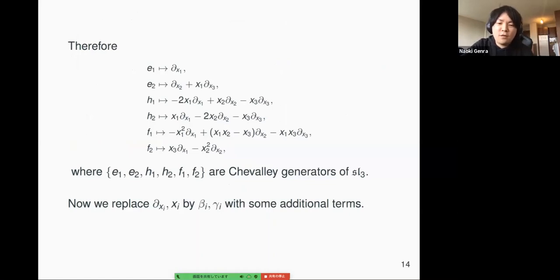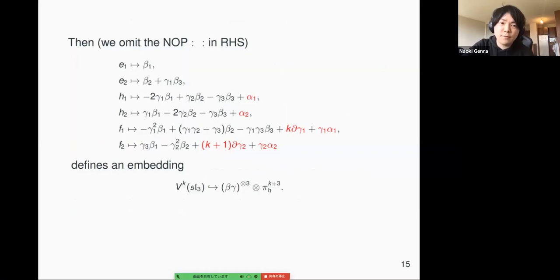And now we replace this derivation with respect to xi and coordinate xi by differential operators. We replace the differential of xi by beta i and the coordinate xi by gamma i, with some additional terms, in fact the following. Now we omit the normal ordered product, and E1 becomes the derivation x1, so it becomes just beta 1. E2 is just beta 2 plus gamma 1 beta 3, and so on. The black right hand side, which I wrote in black, is coming from the differential representation part. But now we add the red one.